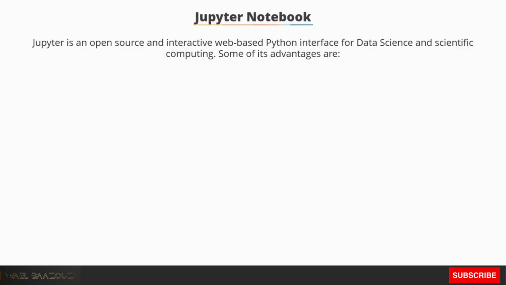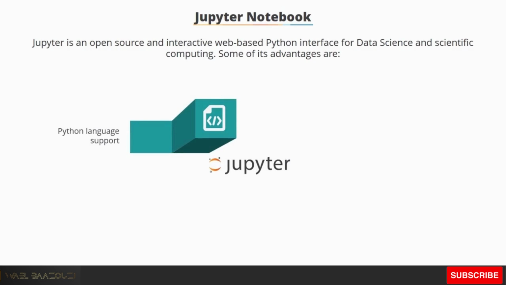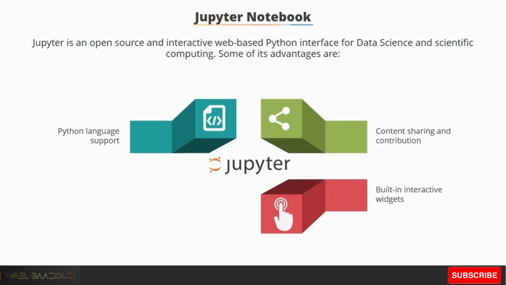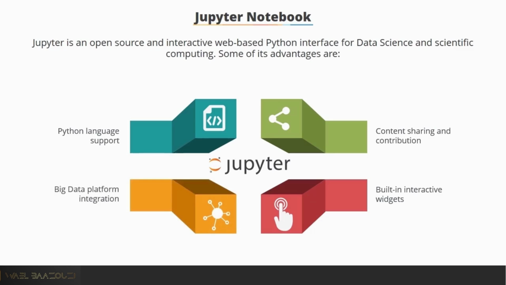Jupyter is an open source and an interactive web-based Python interface for data science and scientific computing. Some of its advantages are that it provides very rich and powerful Python language support. It allows you to create and share your Jupyter notebook and also contribute to other notebooks online. It has several interactive widgets, which make data manipulation and data visualization easier in real time. It seamlessly integrates with big data platforms such as Hadoop and Spark, and performs data analysis more productively and efficiently.